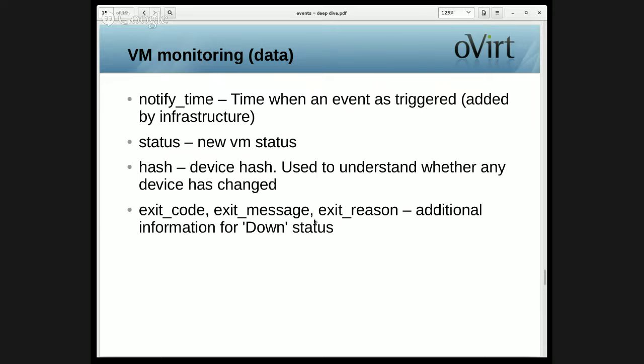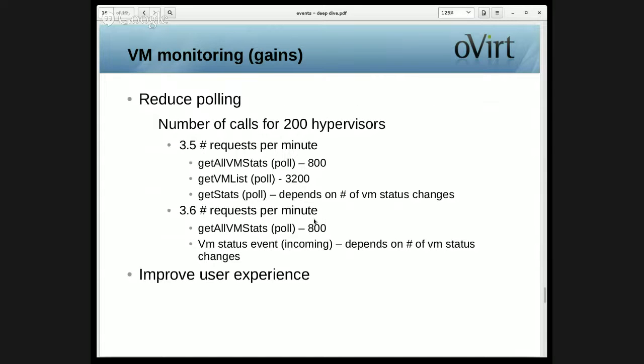And as part of VM monitoring, we provide the new status of a VM. So if the VM was up and then moved to down, we send you that information. As well, as part of that event, we send a hash of the devices. We need that for the VM monitoring code to understand whether any devices have changed. And if the status is down, we have additional information that we provide as part of the event. And this is a great example to understand what the differences are.